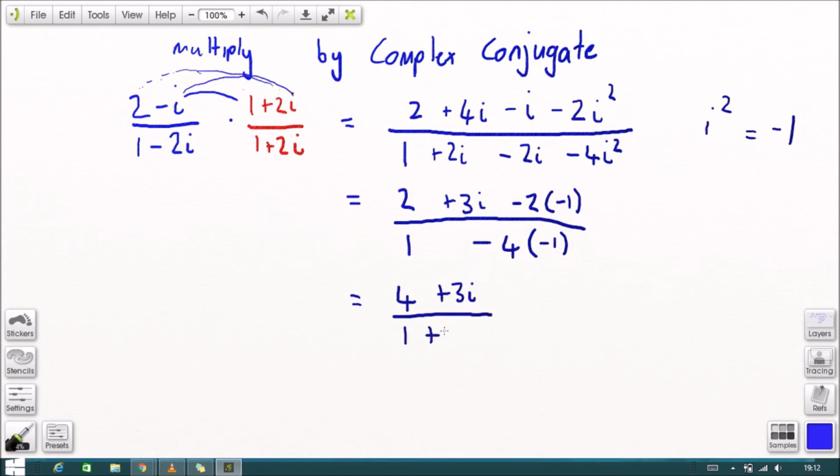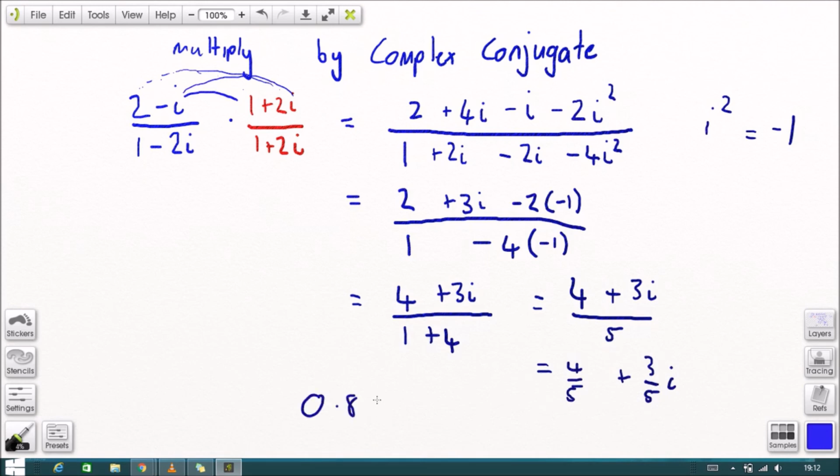So our complex conjugate has allowed us to have a whole real number on the bottom. It doesn't have to be whole, but it'll be a real number. This can be written as 4 over 5 plus 3 over 5i, and here we've written it as just the real part plus just the imaginary part. And as a decimal, it looks like that.